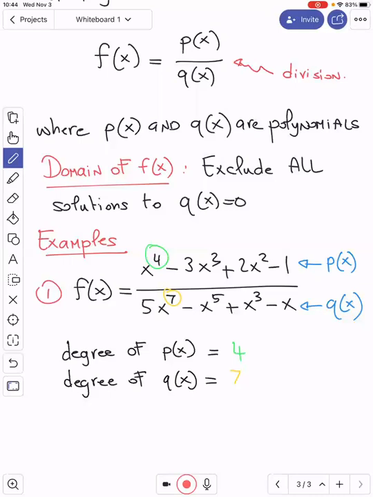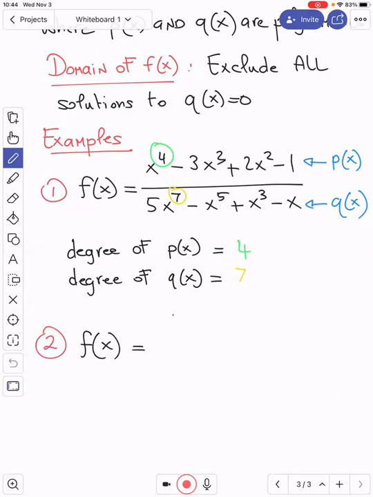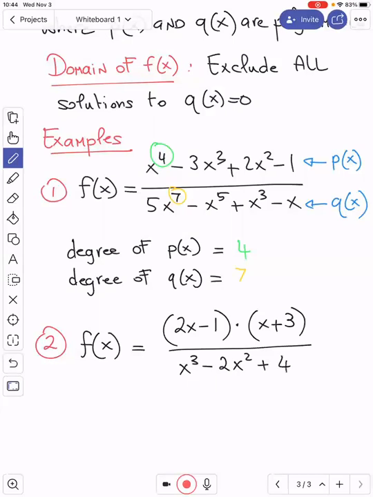Okay, so again, it's p of x over q of x, where p and q are polynomials. Of course, you can have something which looks like, for example, f of x equals 2x minus 1 times x plus 3 over x cubed minus 2x squared plus 4. So let me just say here, guys, the top, the numerator, it's a polynomial, right?